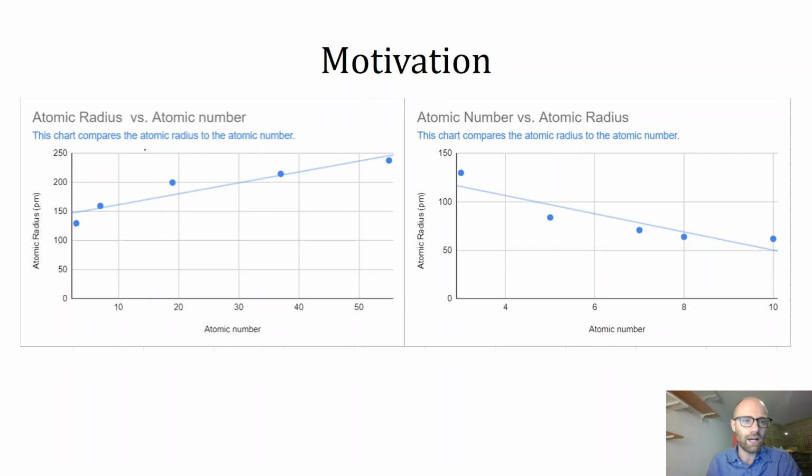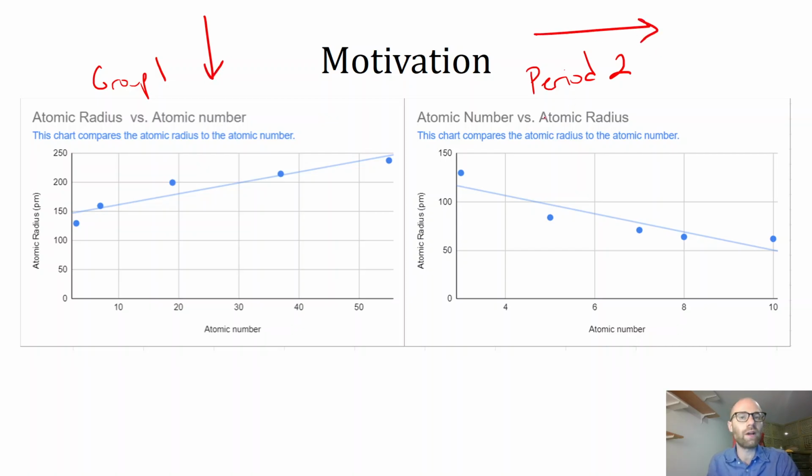We're looking at group one here, and this is period 2 here. So here we're going from top to bottom, and here we're going from left to right across the periodic table. And you can see as you go down the group, atomic radius increases, and as you go across the period, atomic radius decreases. This should be confusing to you because whatever reason you might think of that's causing one of the graphs, the other one seems to disagree. So this is what we're going to talk about today.